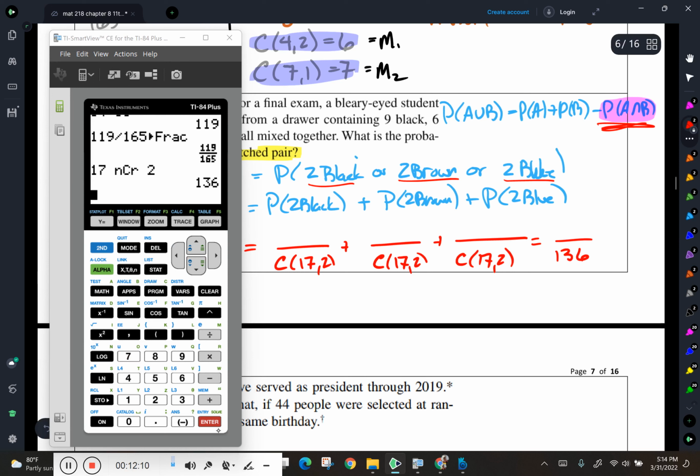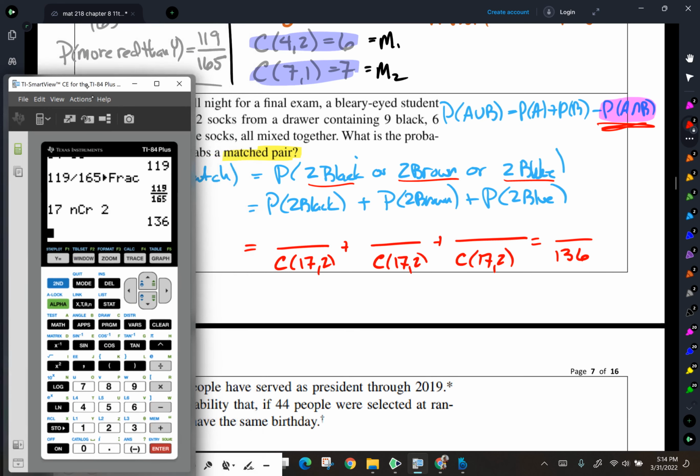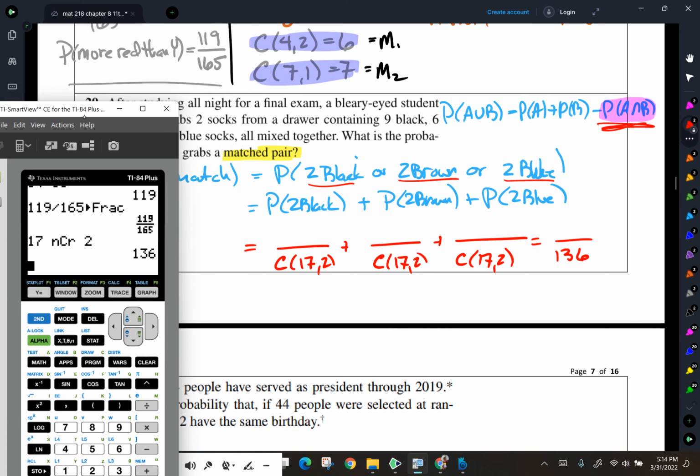Over 136. Now my numerators are going to change based on what I'm doing here. My first probability is the 2 black socks. That's a combination of 9 choose 2, which happens to be 36. And then my second one is 2 brown socks. Well, there are 6 brown socks, so that's a combination of 6 choose 2, and that's 15. And then my third one is 2 blue socks, so that's 2 choose 2, and there's only one way to do that, so that's 1.